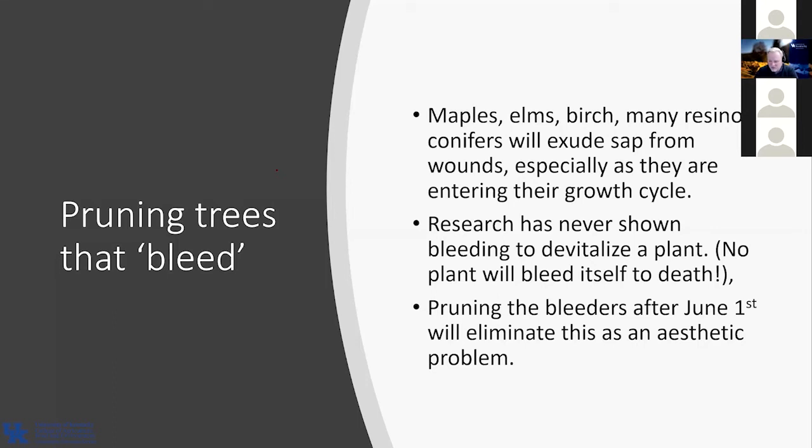So how you deal with that is you just wait for those trees that bleed a lot. We're talking about things like white pines and maples, any of the resinous evergreens, and a lot of the deciduous trees. They'll tend to bleed a lot. And if you know that tree is going to bleed, just prune it later in the year after June the 1st, and you'll greatly reduce the sap that comes out of that tree.